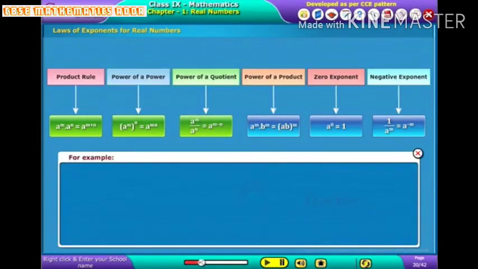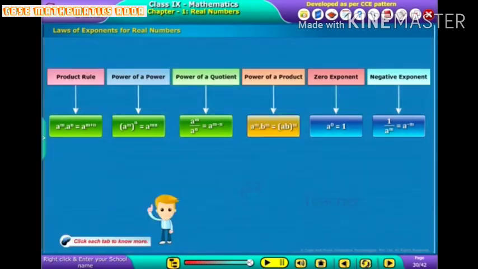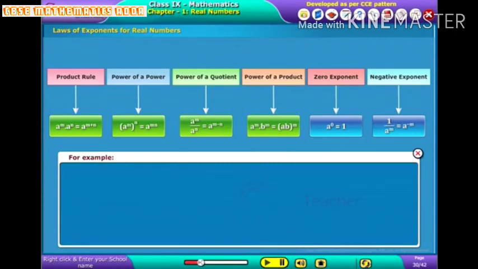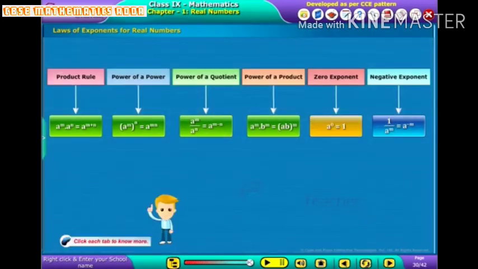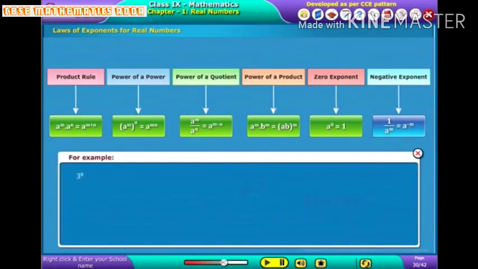For example, let us consider 10 power minus 6 by 10 power 3, which is equal to 10 power minus 6 minus 3, in turn equal to 10 power minus 9. For example, let us consider 5 power 2 into 10 power 2. As powers are the same, it can be written as 5 into 10 whole power 2, that is equal to 50 power 2. For example, 3 power 0 is equal to 1. For example, let us consider 1 by 2 power 3, which is equal to 2 power minus 3.